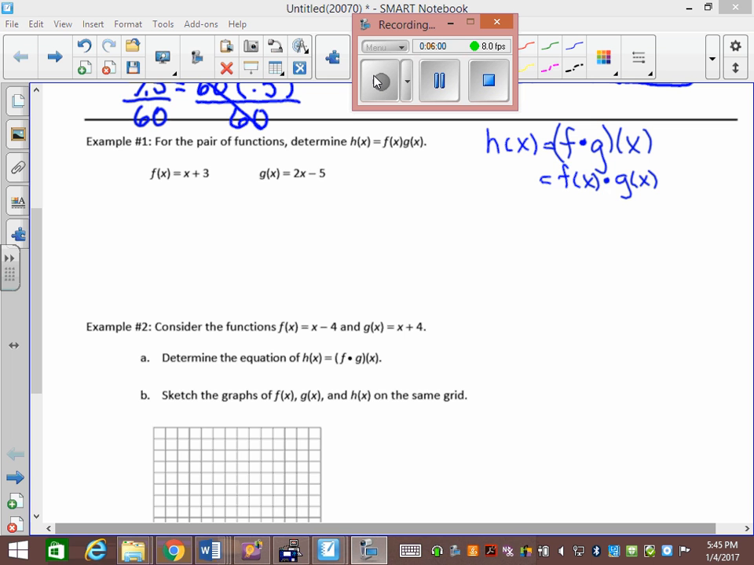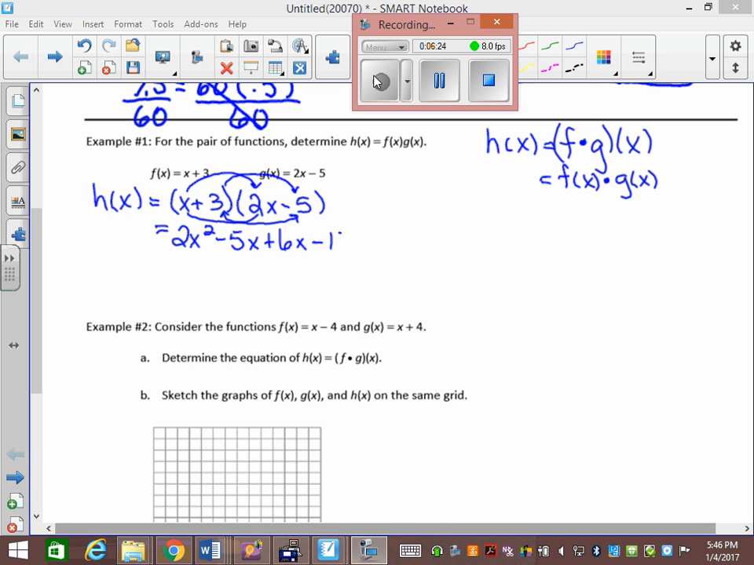Okay? So h of x in this case is going to be f of x, which is x plus 3, times g of x, which is 2x minus 5. Then we're going to FOIL them. X times 2x is 2x squared. X times negative 5 is negative 5x. 2x times 3 is positive 6x. 3 times negative 5 is negative 15. So we're going to get h of x equals 2x squared. Combine these, you get plus 1x minus 15. Done.